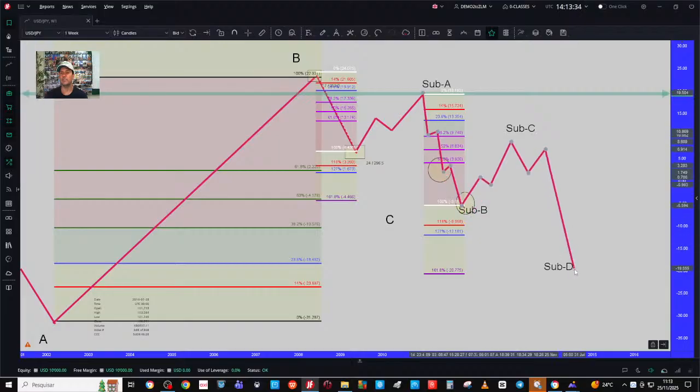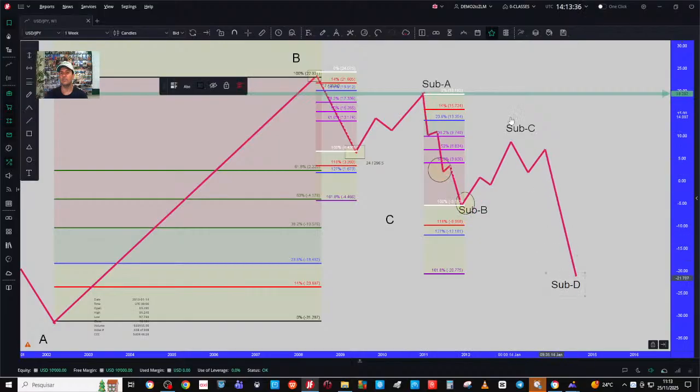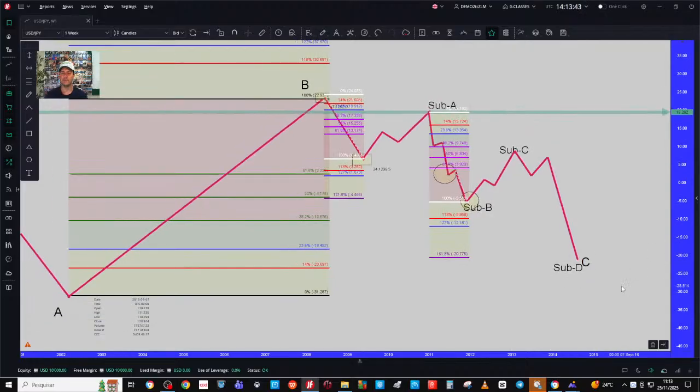So if the price action falls, now this is the sub C, this is the sub D, and you need to move the, now this is the C, right? Everybody?